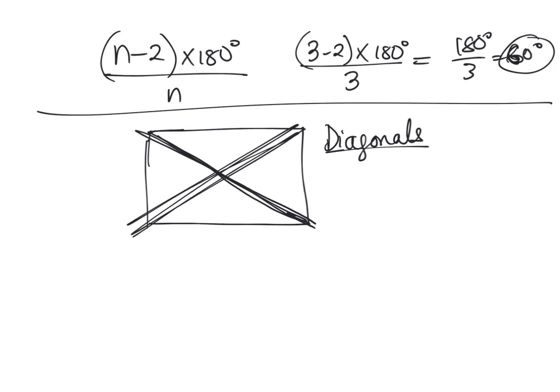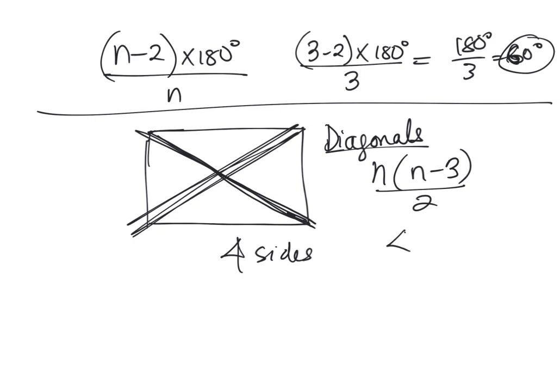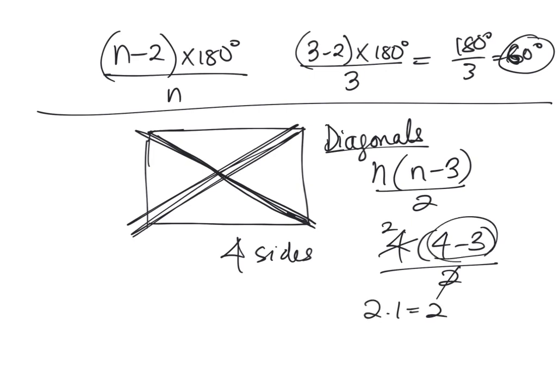n times n minus 3 over 2 will be what you're looking for, right? So imagine you have four sides. So then you have 4 times 4 minus 3 over 2. So this 2 goes into 4 two times, and 4 minus 3 is 1, so that becomes 2 times 1, which is 2. There are only 2 diagonals, right, for that shape. So we keep that in perspective, that you take the number of sides you have, you multiply it by n minus 3 and divide it by 2.